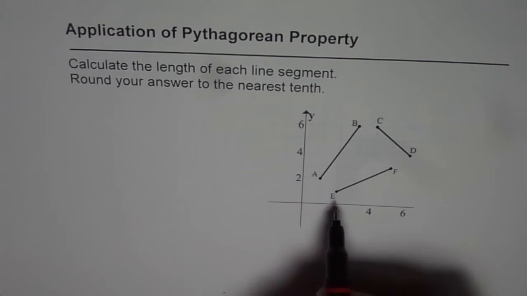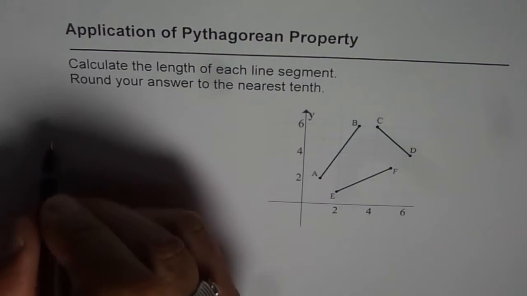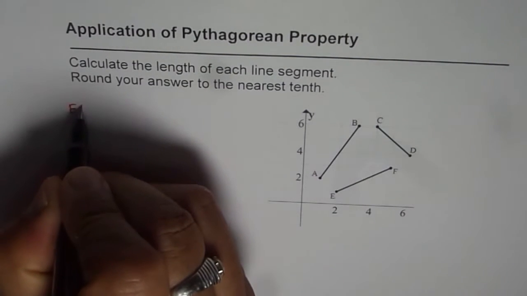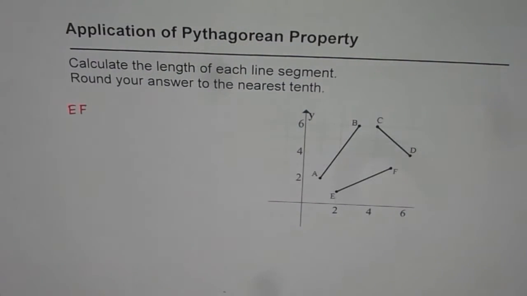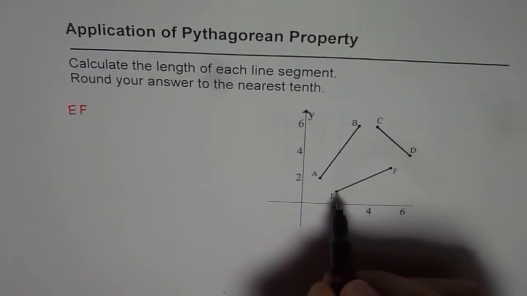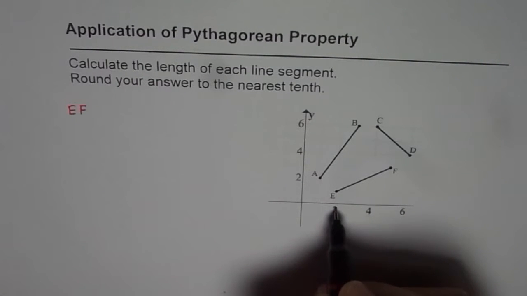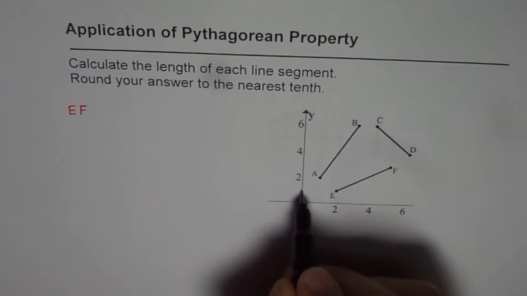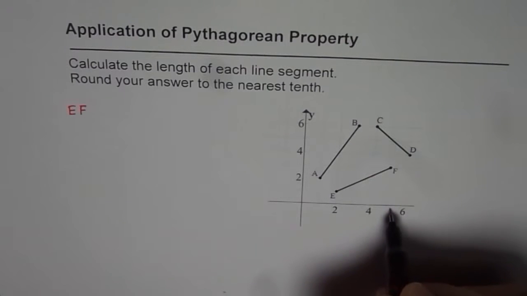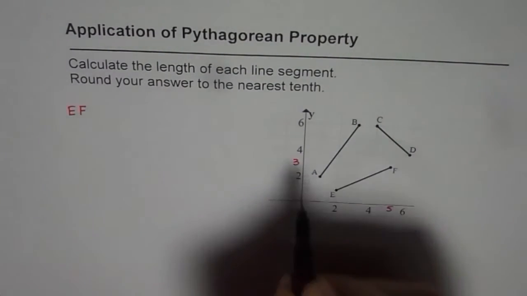So let me find length of segment EF. I'm trying to find length of segment EF. Let us see how to find it. So we know point E is right here. X value is 2, Y is 1. And for F, X value is 5 and Y is 3, right?